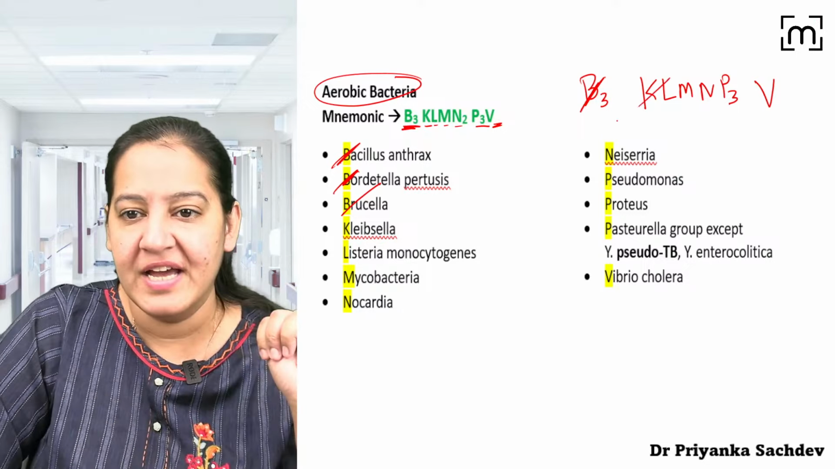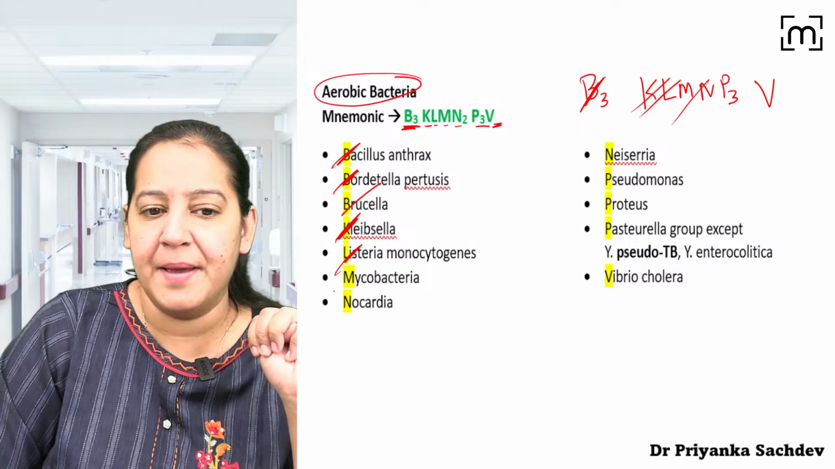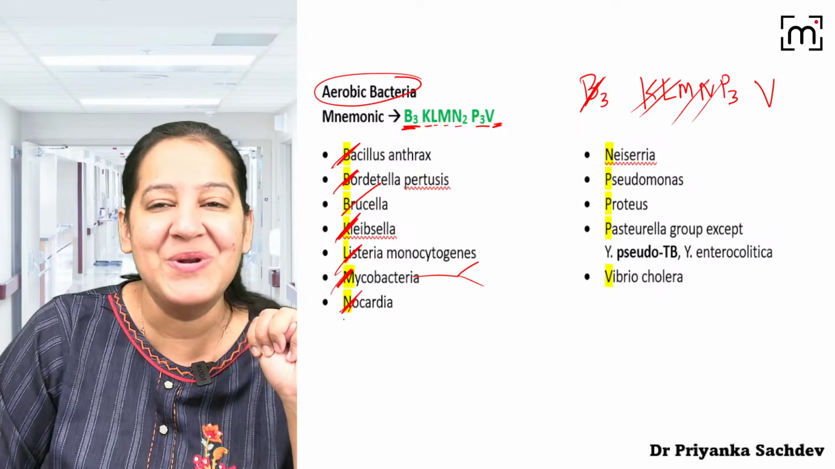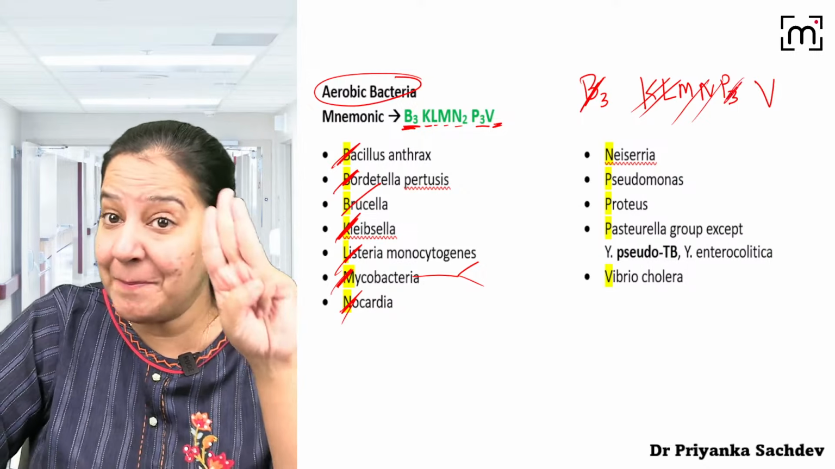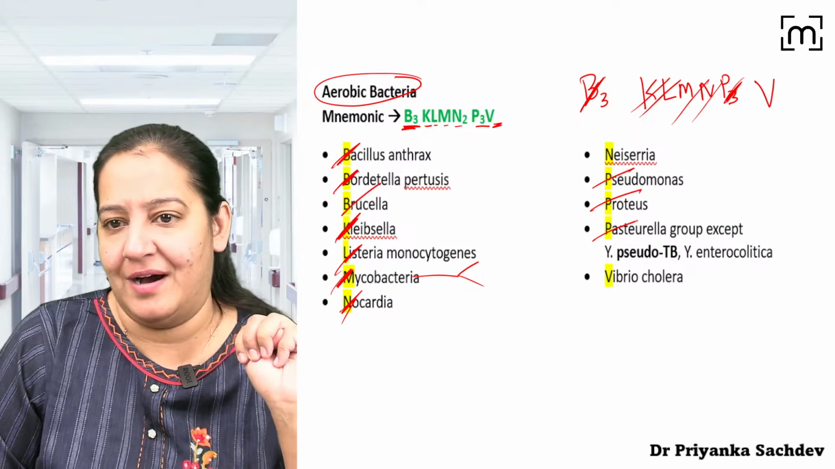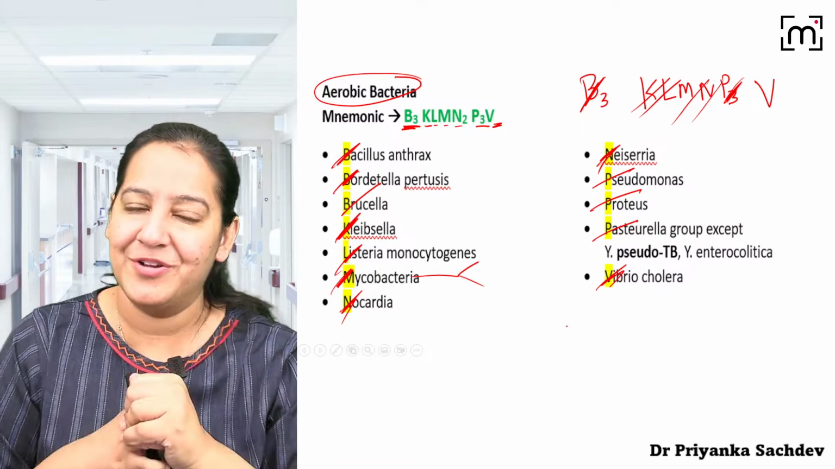K is for Klebsiella, L for Listeria, M for Mycobacteria, tuberculosis as well as leprosy, and N for Nocardia. Triple P: Pseudomonas, Proteus, Pasteurella. There are two N's, Neisseria and Nocardia. And V is for Vibrio. Give me a thumbs up.